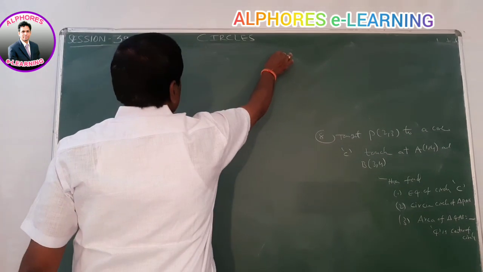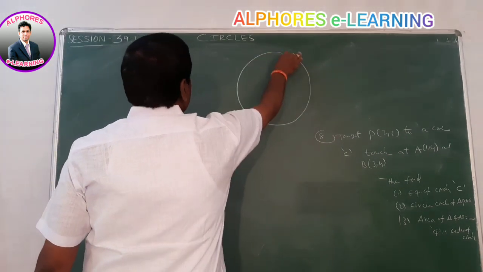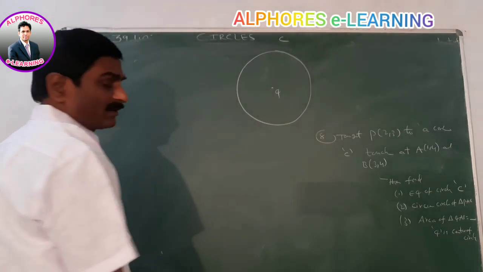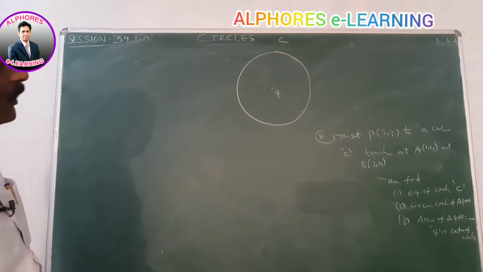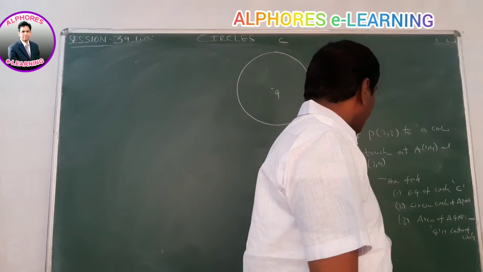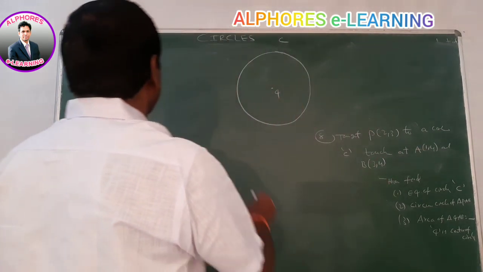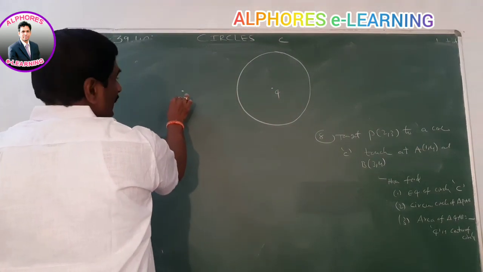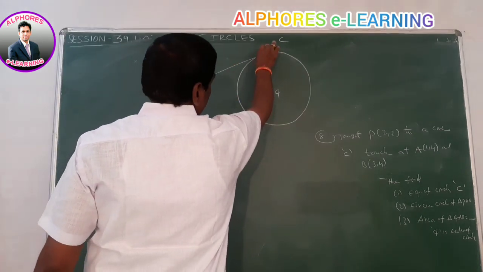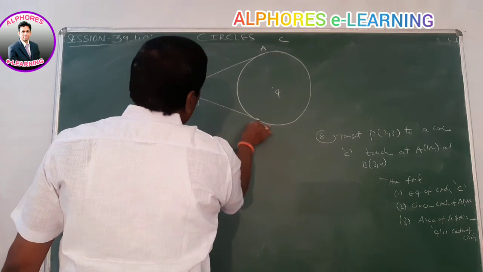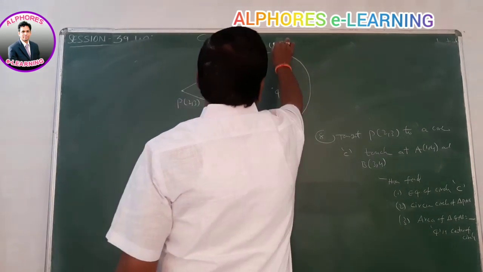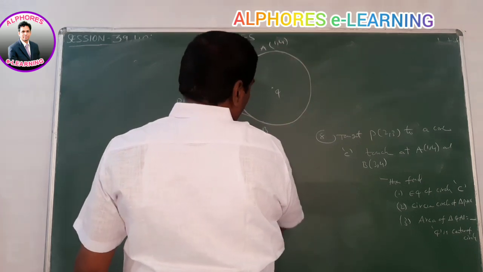Please observe this. Say this is the given circle C, and the center of the circle is Q. Tangents from P(2, 3) to the circle C touch it at A and B. P is (2, 3). PA is one tangent and PB is another. A is the point (1, 4) and B is the point (3, 4).